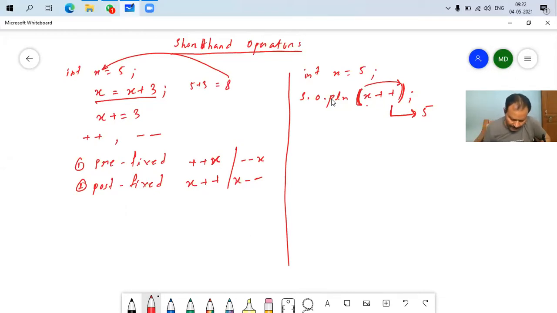Whereas if we had written it like this, we would have got a result of 6. Because as soon as this operator is met, the value increases. So this is the difference. I give you a further example. Say x equals to 3.